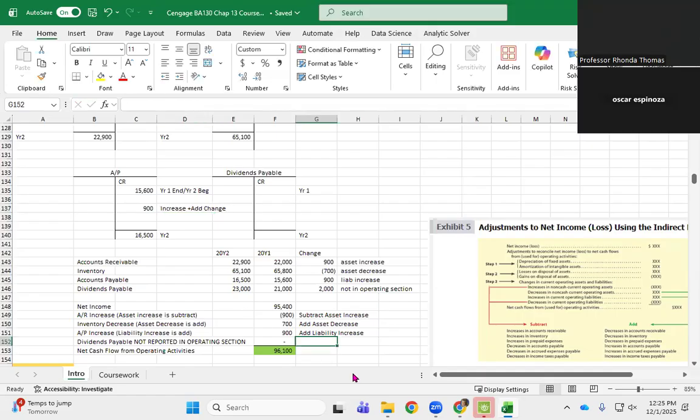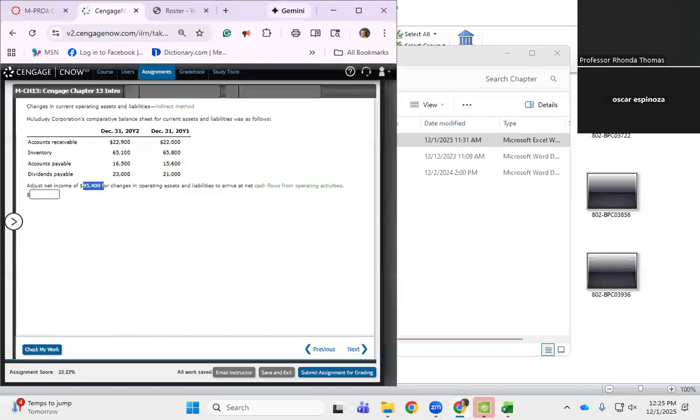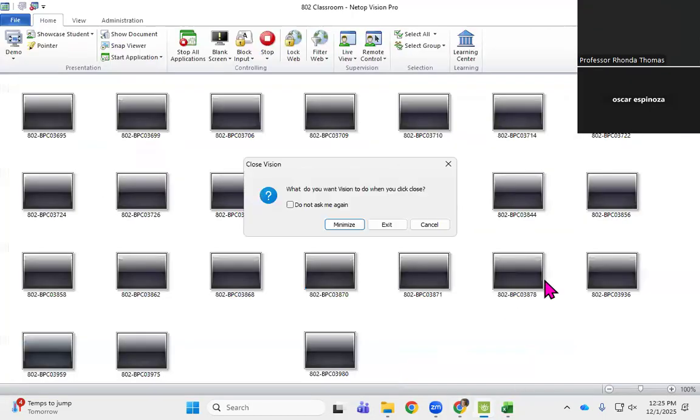All right, so I'm going to put any dividends paid, and they have to be paid, and they have to be cash dividends. Any cash dividends paid accounted for in financing, reported in financing section. Yep, reported in financing section. So now let me see what we've got here. That never did go away.